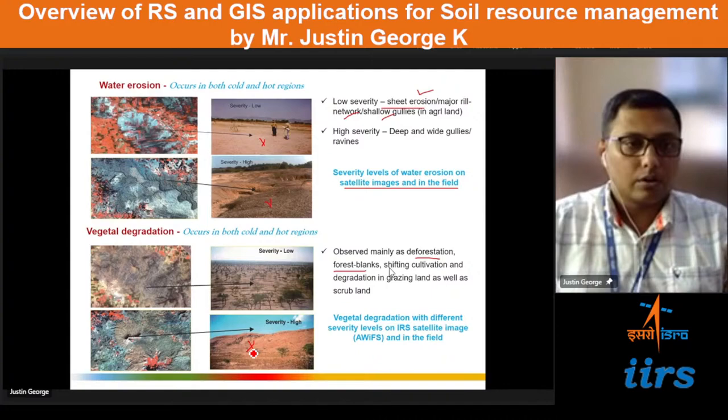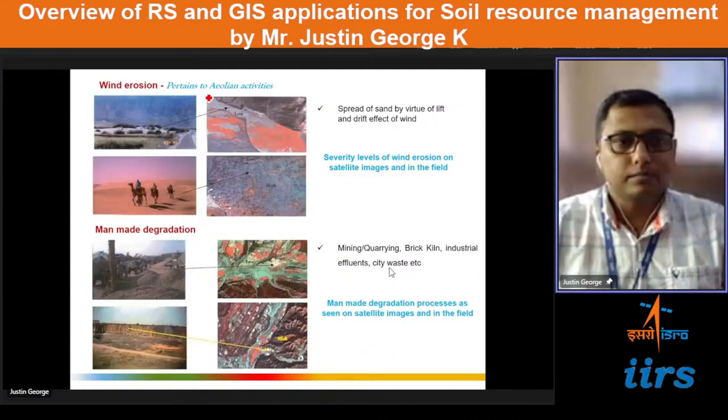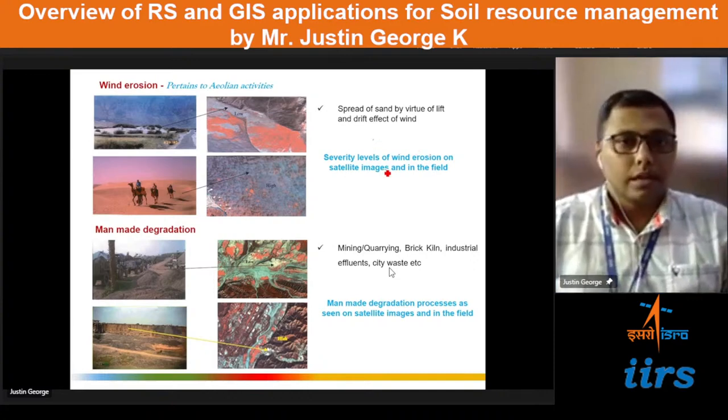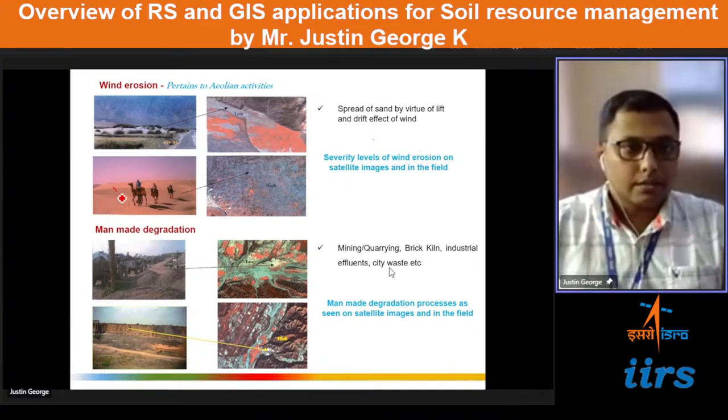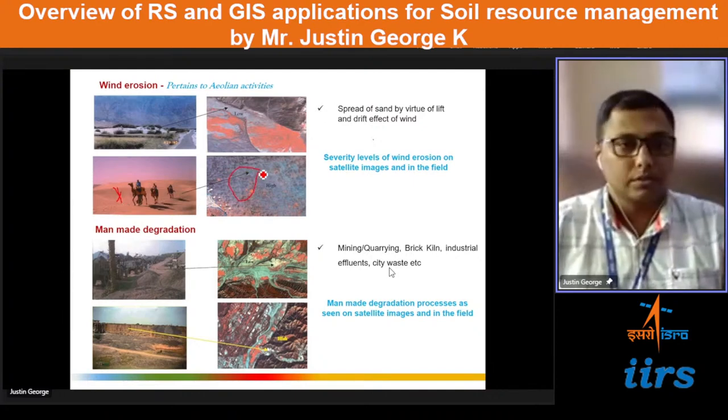We have the cold deserts. Then this is how the area is shown on the ground, as well as how the area looks in the image. It will be showing like ripples.